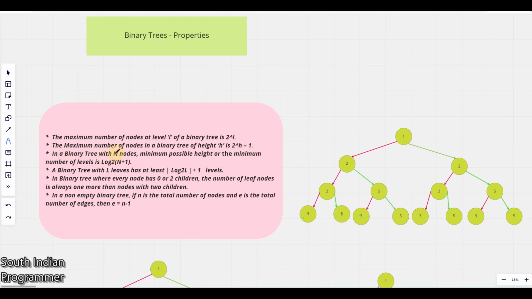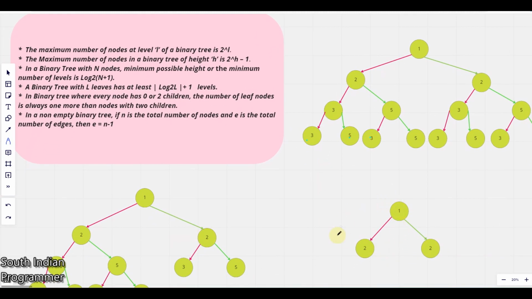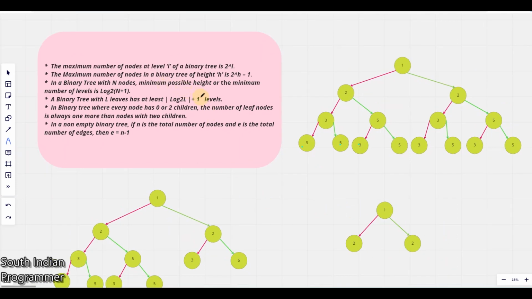Then in a binary tree with n nodes, the minimum possible height is log 2 of n plus 1. Here we have 3 nodes, so 3 plus 1 is 4, and if you take the log 2, then the answer will be 2. So the minimum possible height is 2, here you can see there are 2 levels, 1 and 2.